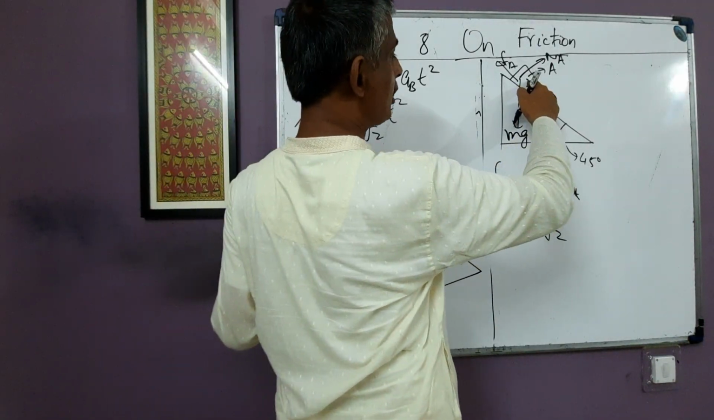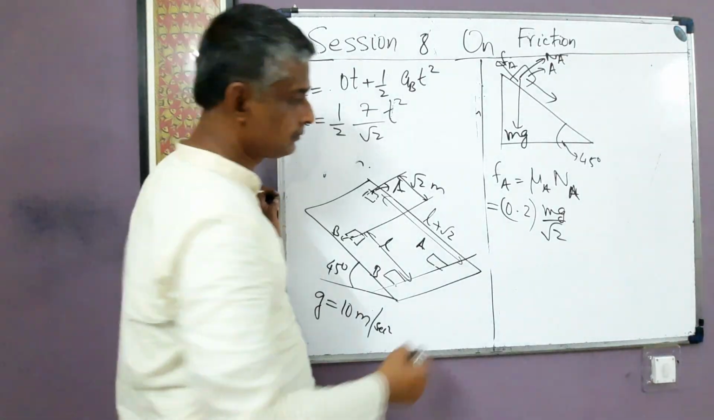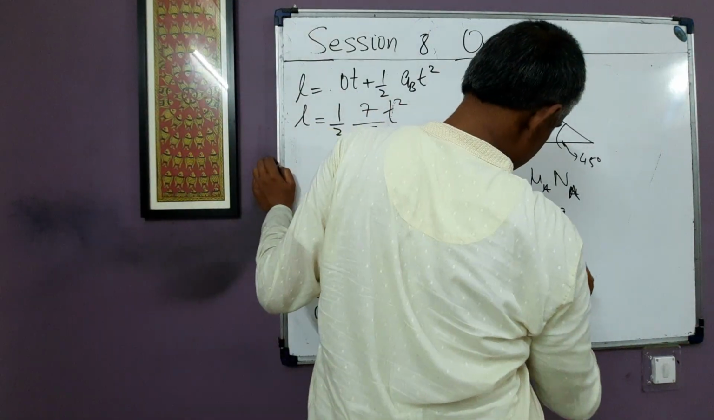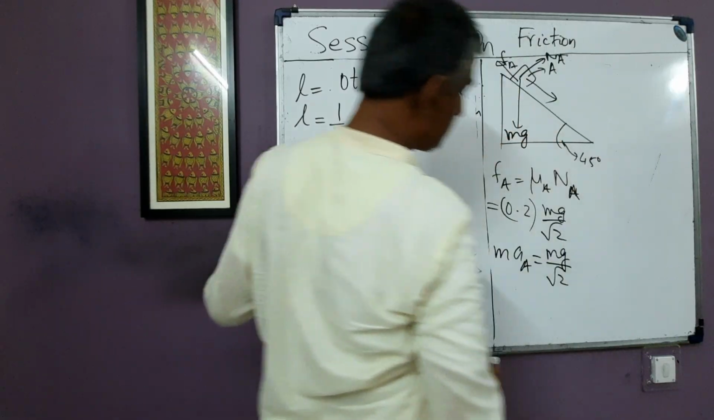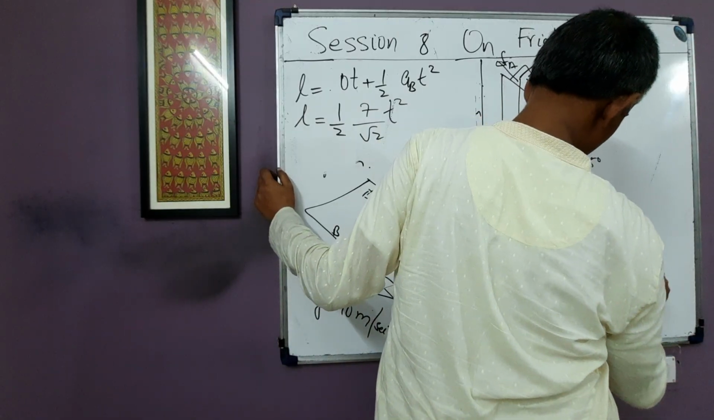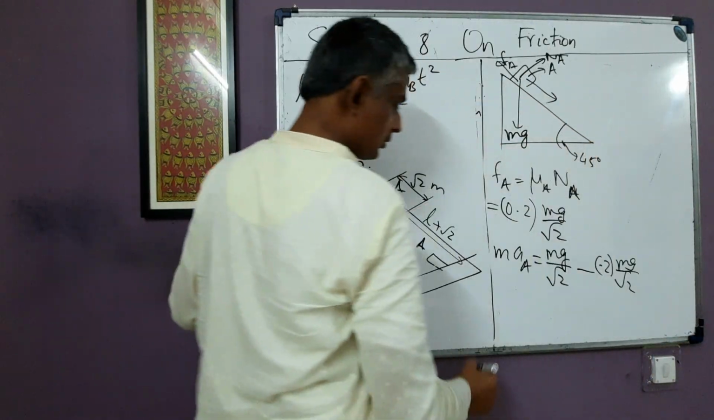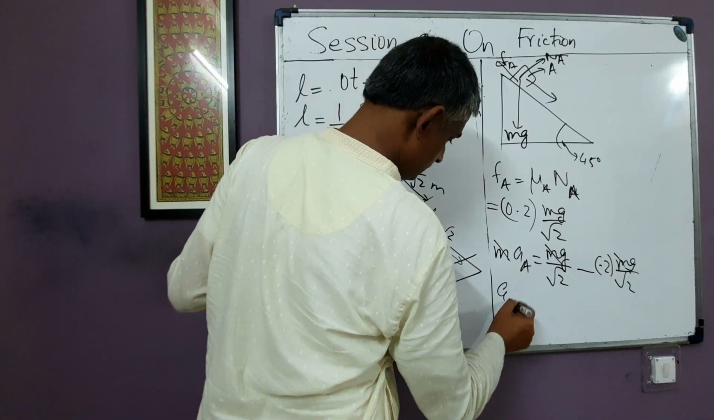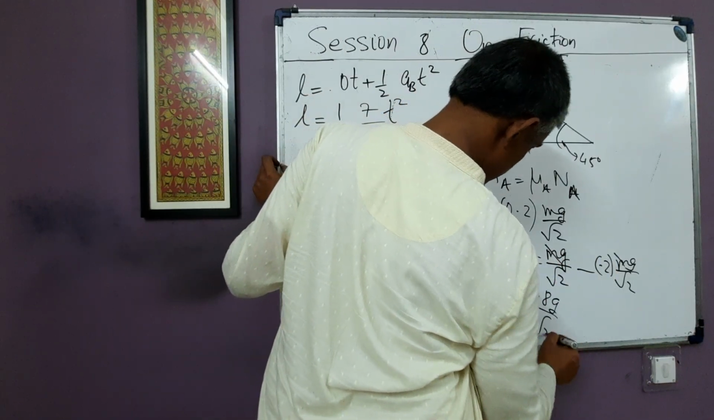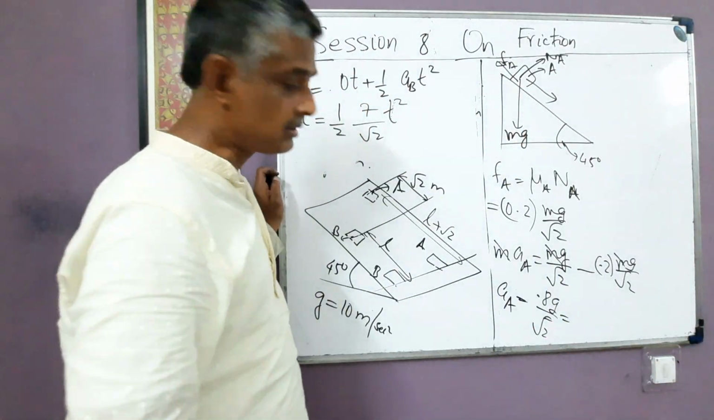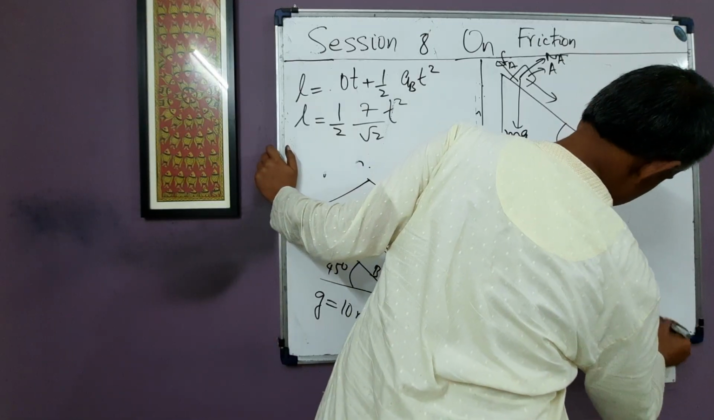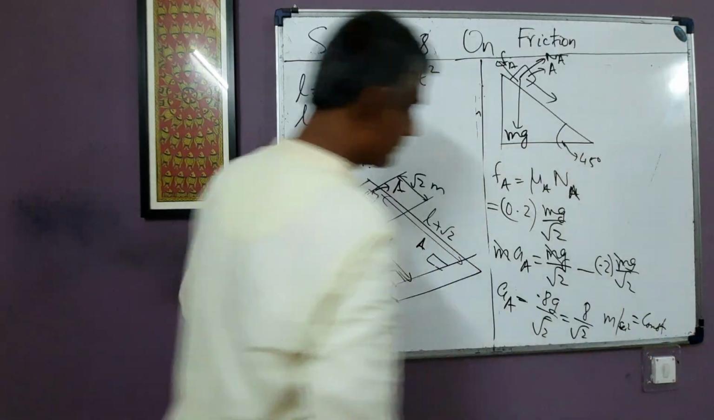I apply Newton's second law to block A down the incline with respect to ground. So mass times acceleration of block A is m times AA. That is the same as mg by root 2 minus Fa, that is 0.2 mg by root 2. So now m goes away. A becomes g minus 0.2g, that is 0.8g by root 2. g is 10. 0.8 into 10 is simply 8. So A is 8 by root 2 meter per second square, which is also a constant quantity.